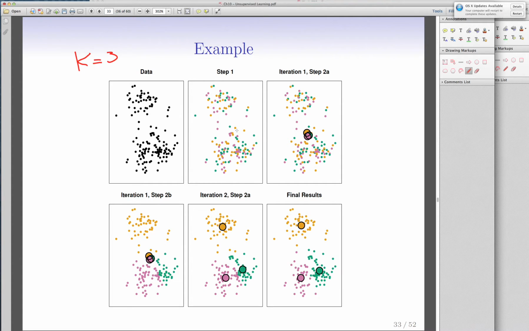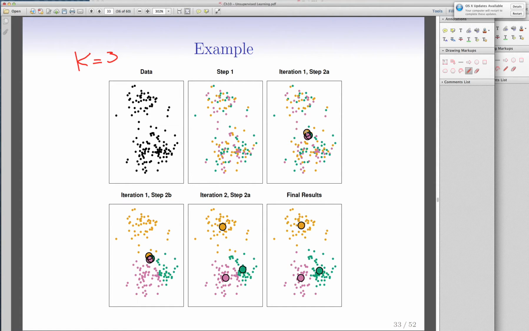So you randomly pick that, and then you take the average of all green points. The average of all green points is this green dot. And you take the average of all gold points, that will be this point. Then you take the average of all pink points, and that will be this one. So in step 3, you color these observations based on their closeness to each of these points. For example, this point is closest to gold, so we assign the gold category to it.